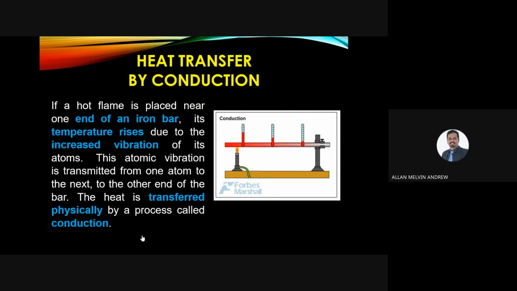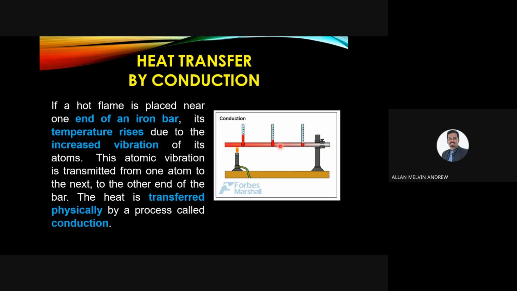There are three modes of heat transfer, namely conduction, convection, and radiation. All these three have different characteristics when we compare them. If a hot flame is placed near one end of an iron bar, like here, we are heating up this end. We attach three thermometers. The temperature rises due to the increased vibration of each atom.